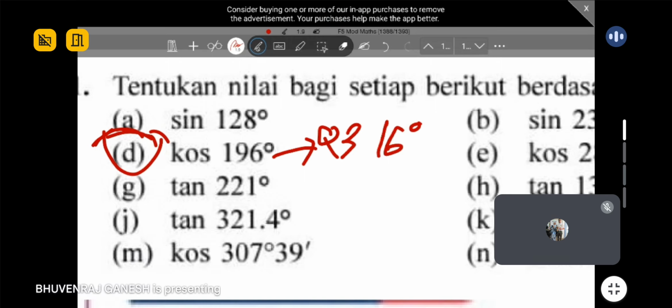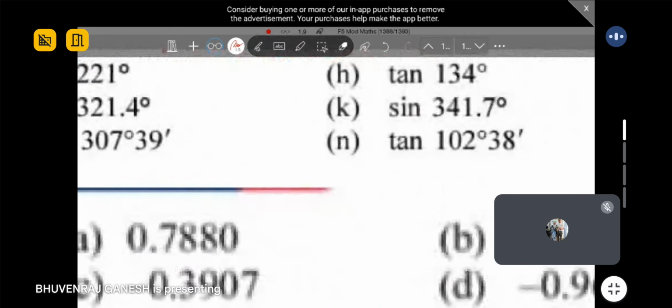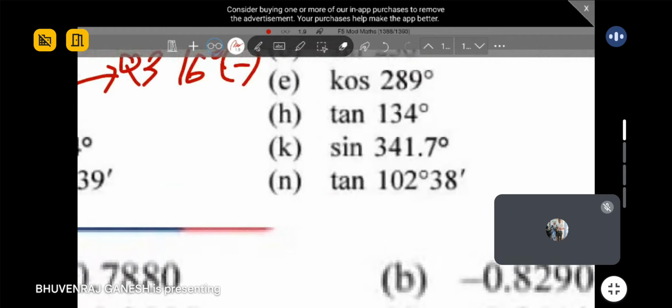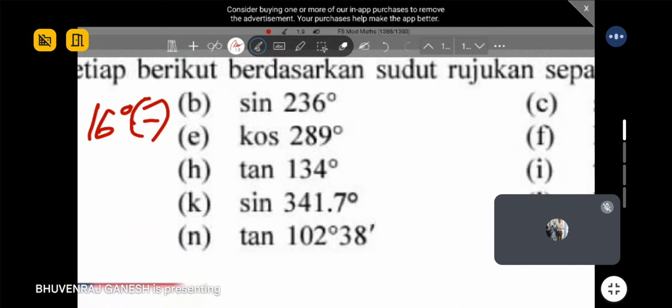Okay, so cos 196, positive or negative if quadrant 3? Very good. Okay, so remember to add the negative sign. Tambah simbol negative sahaja. Alright, so then you can just press calculator. So if you do correctly, your answer should get negative 0.9613. Okay, ini adalah jawapan dia. Okay, clear? Exact same method as before. Alright, so now we try this one.